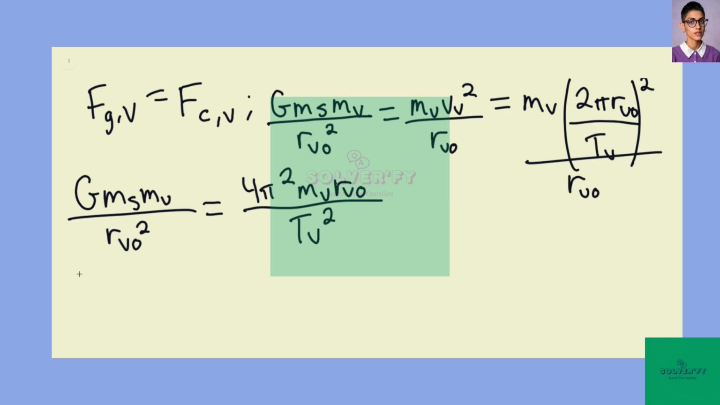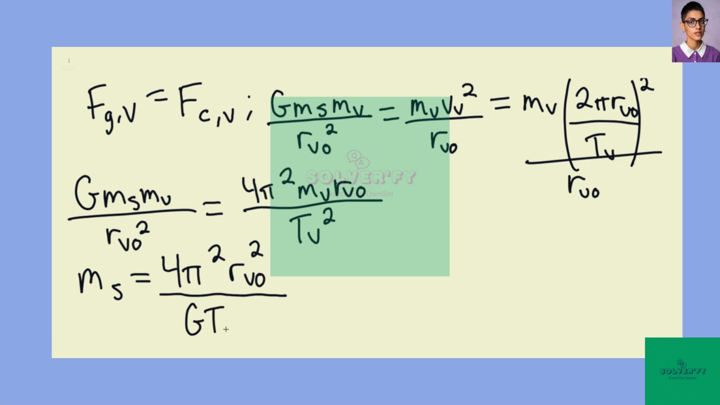And so we can solve for the mass of the Sun, which would be equal to 4 pi squared times the radius of Venus's orbit cubed divided by the gravitational constant times the period of Venus squared. So here the mass of Venus cancels out. And similarly for Jupiter, we can find that the mass of Jupiter would be equal to 4 pi squared times the radius of Callisto's orbit cubed. Oh, my apologies, this is actually cubed.